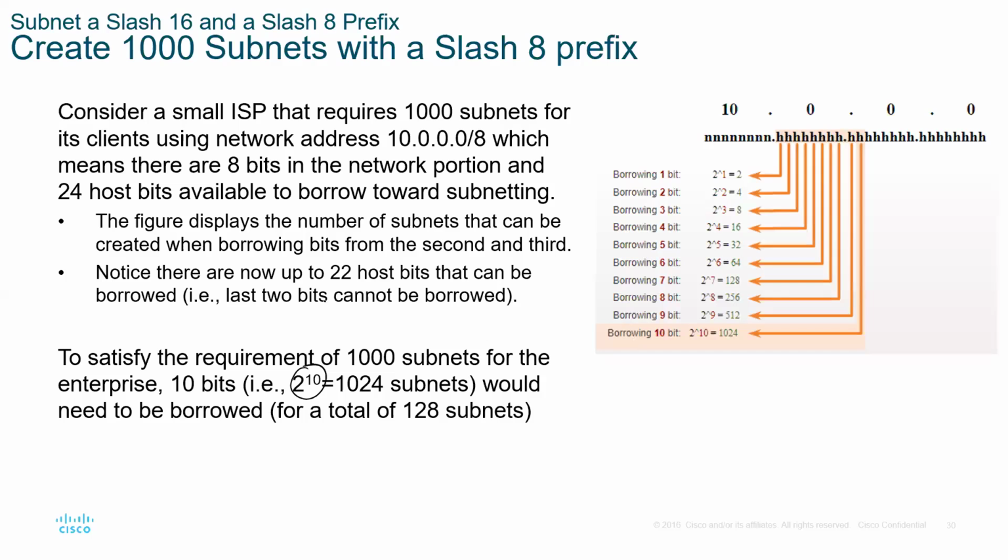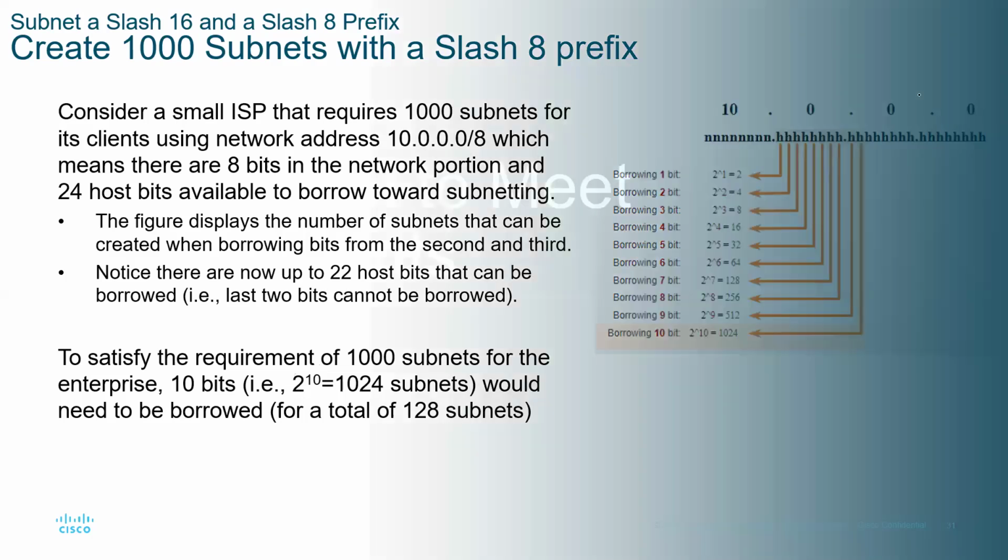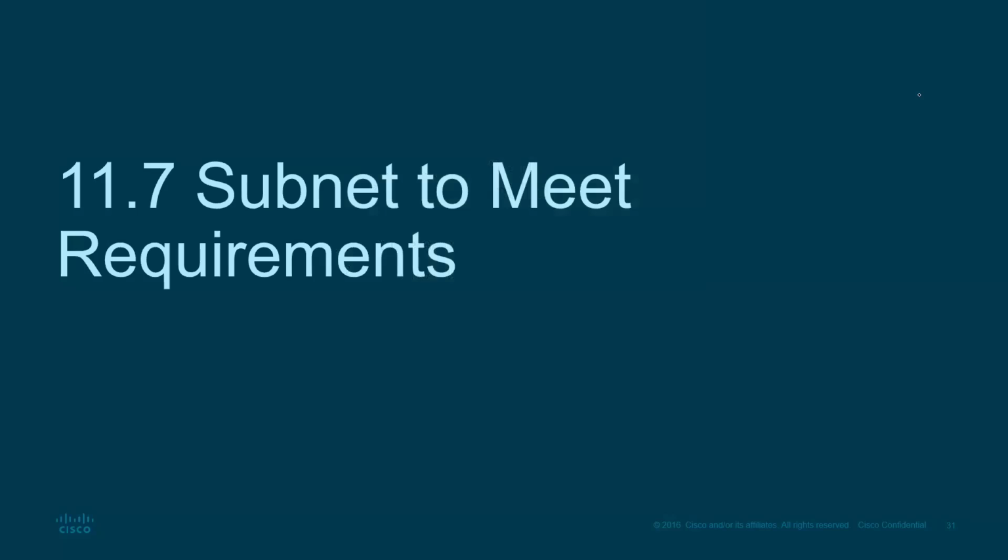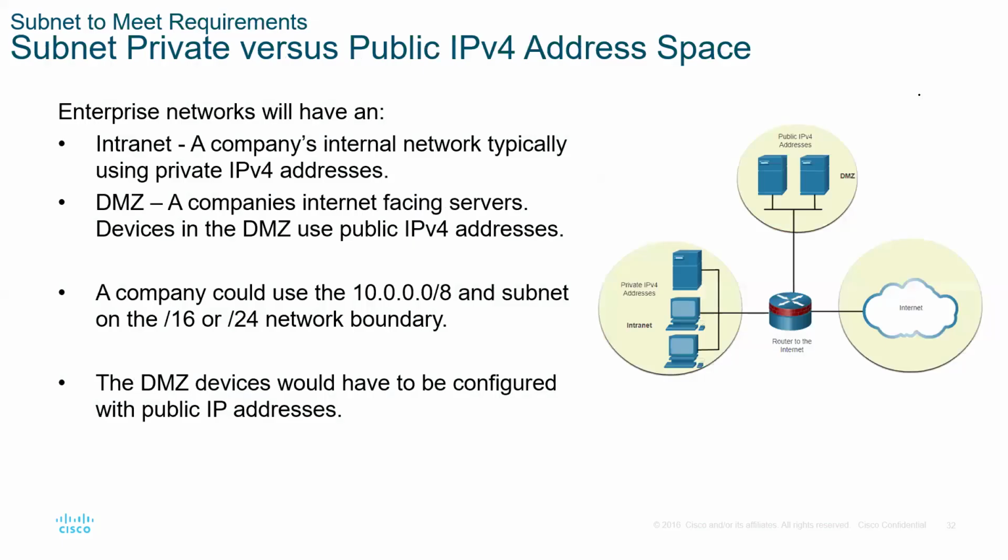Is it the same thing that we have here? I think so. Here, how many bits did they borrow? They borrowed 10, yes. So if they borrow 1, 2, 3, 4, 5, 6, 7, 8, 9, 10, that is what they borrowed. This becomes the new network portion, and that becomes our new host. Basically, that is what they were doing there. The subnet to meet requirements. Right.